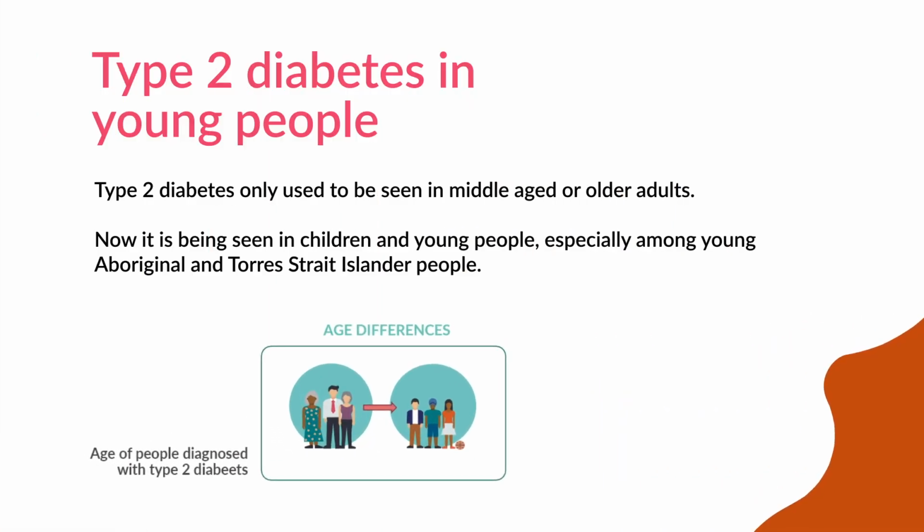Type 2 diabetes used to be seen mostly in middle-aged or older adults. Now it's found in children and young people, especially among young Aboriginal and Torres Strait Islander people. The rate of type 2 diabetes among Aboriginal and Torres Strait Islander youth is 24 times higher than that of non-Indigenous youth. Children and young people with type 2 diabetes can face serious complications earlier, have a poorer response to treatment, and have poorer health outcomes and reduced life expectancy. They can also need intensive support from healthcare teams.